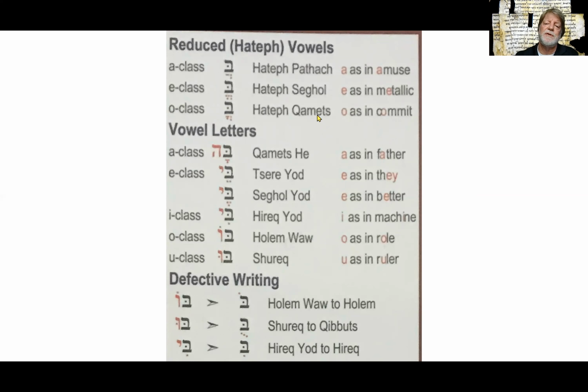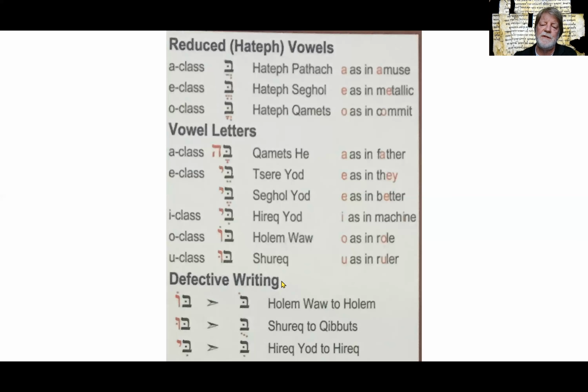Another thing that we will learn is that there are certain consonants that can also be used as vowels. And those consonants are the hey, the yod, and the vav. So sometimes the three-letter root of a word will change if a hey, yod, or vav is used to augment a vowel sound in the word.